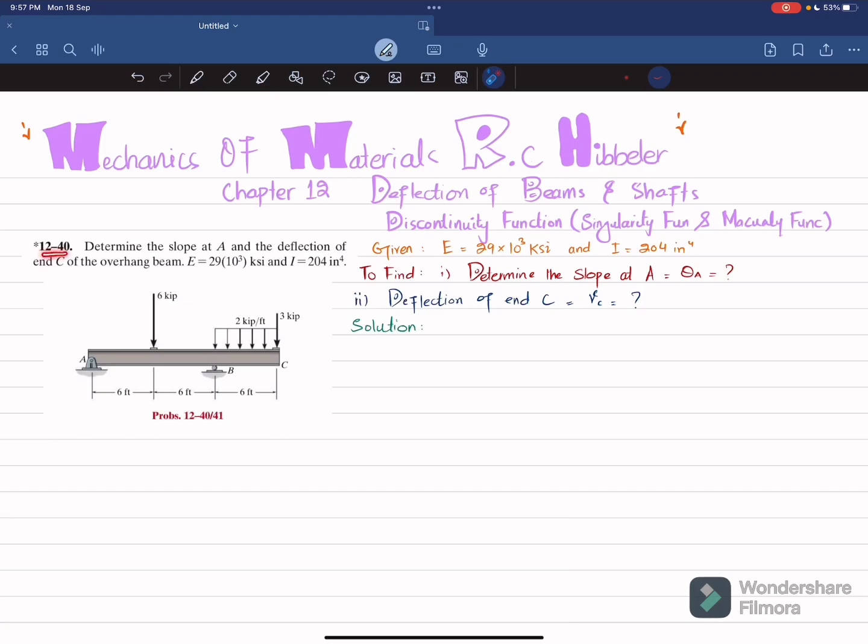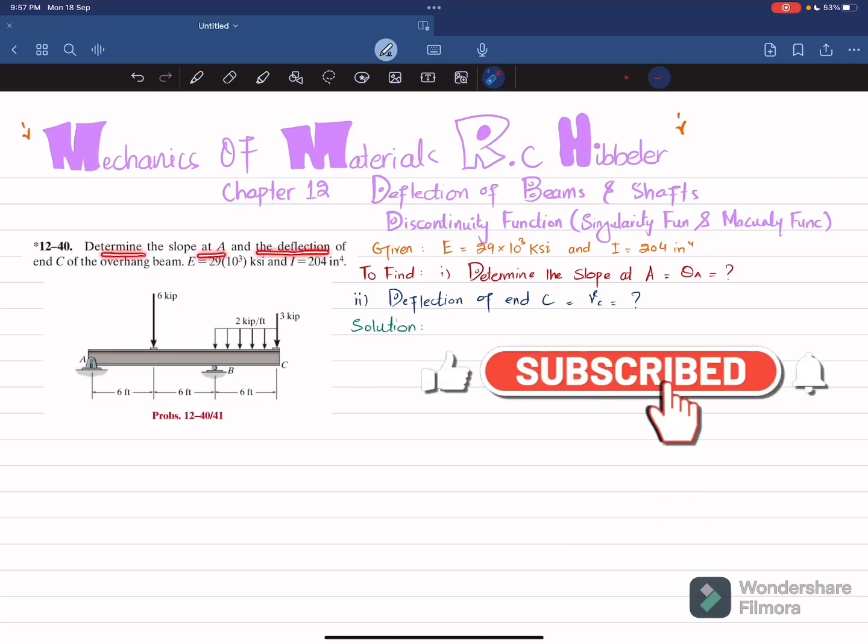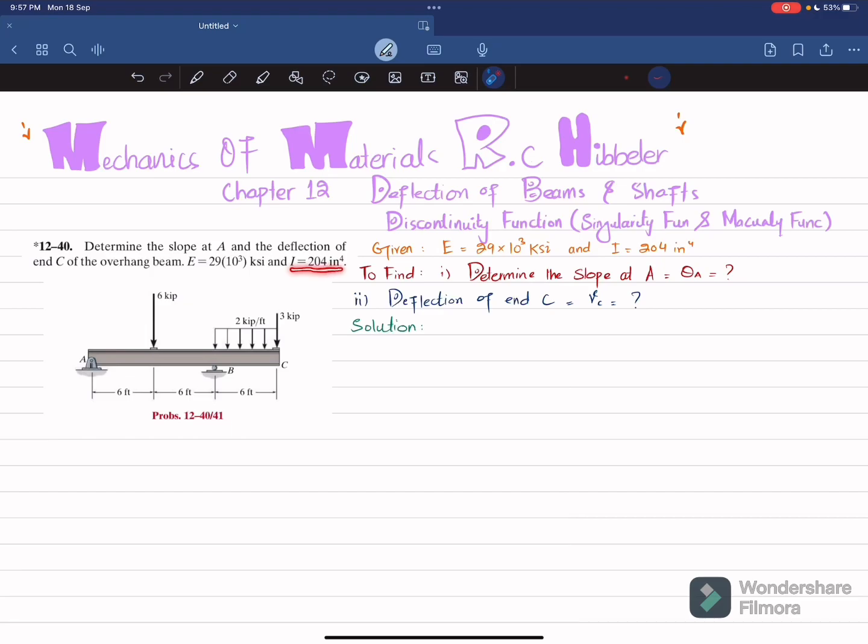Welcome back. Problem 12-40. This problem is taken from chapter number 12, Deflection of Beams and Shafts, and the book name is Mechanics of Materials by R.C. Hibbeler. The statement is: determine the slope at A and deflection at C of the overhang beam. E is equal to 29 into 10 power 3 ksi and I is 204 inch power 4.